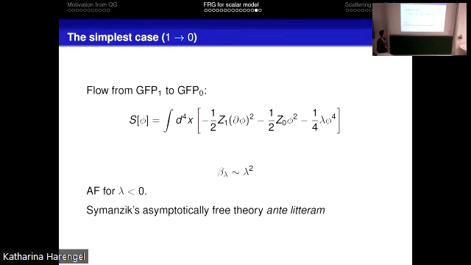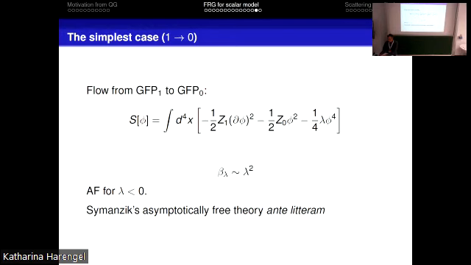For this theory, the beta of lambda goes like lambda squared, and then as was already noted by Symanzik many years ago, this theory is asymptotically free in the ultraviolet when lambda is negative. And so that gives you a flow from the normal Gaussian fixed point in the ultraviolet to the free theory with only a mass, so no degrees of freedom, in the infrared. It's a special case of all that.